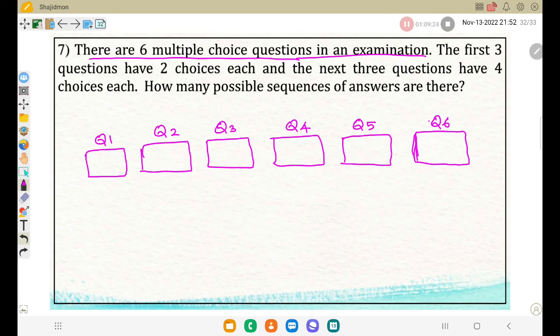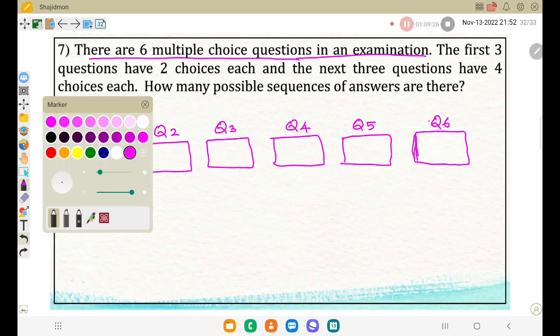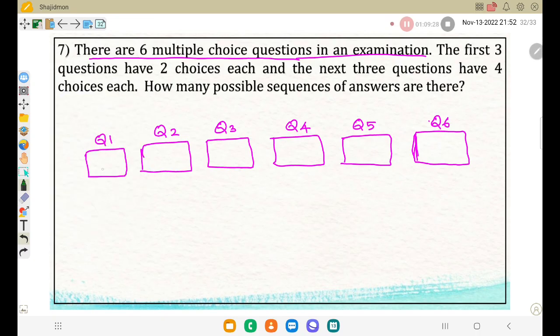The first 3 questions have 2 choices. For example, question 1 has 2 choices, A choice and B choice for the answer. Question 2, 2 choices. Question 3 also 2 choices, A and B. And the next 3 questions have 4 choices each. So for question 4 we have A, B, C, D. 4 choices we have, correct?